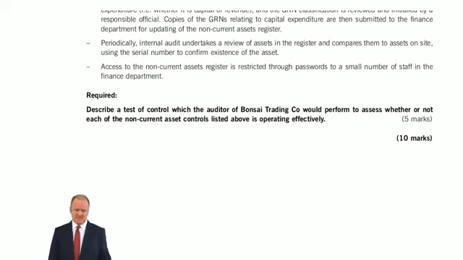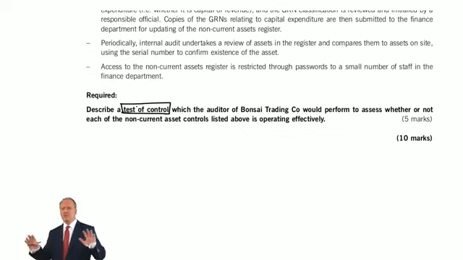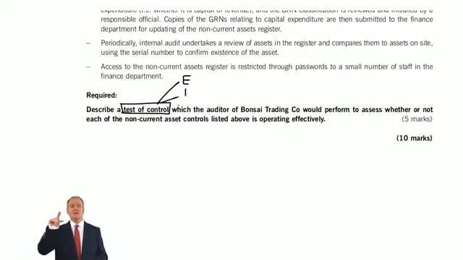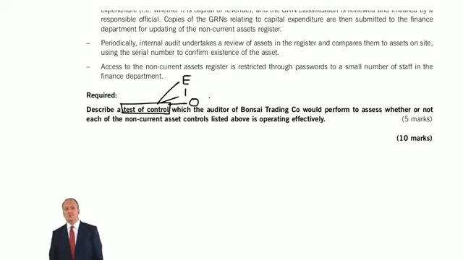Part B, describe a test of control. The moment you see the word control in a requirement, stop reading. Get your head straight. A test of control is what an auditor does to check whether a control is taking place. And generally there are 3 ways of checking if a control is taking place. We can ask the client staff, enquire. We can inspect signatures on bits of paper, suggesting a check has been done. And we can observe the actual control taking place.